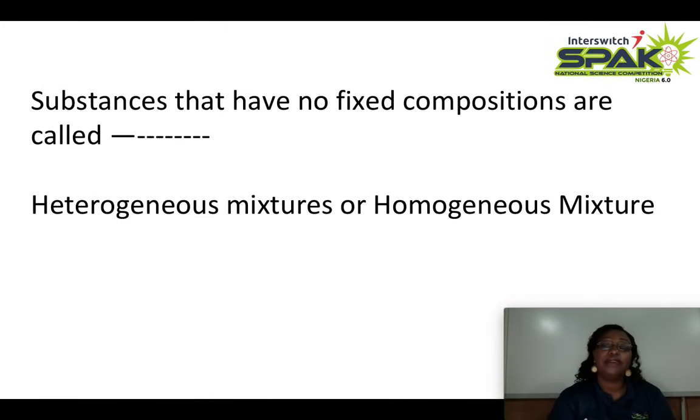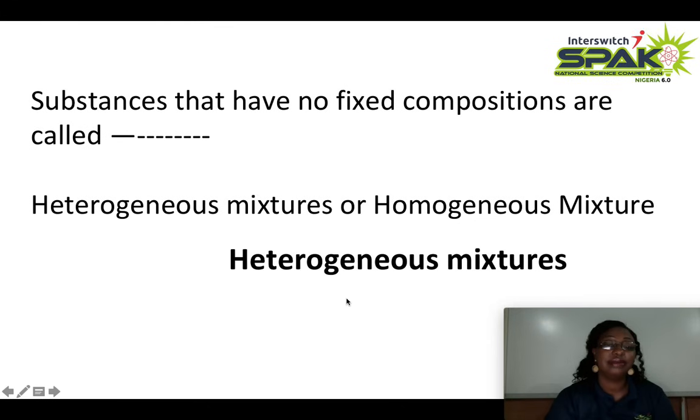Substances that have no fixed compositions are called dash, heterogeneous mixtures or homogeneous mixtures? So what are they called? Okay, I'm waiting for you to pick your answer. And what did you pick? Did you get the answer? Let's see. They are heterogeneous. No fixed compositions. They are heterogeneous mixtures.